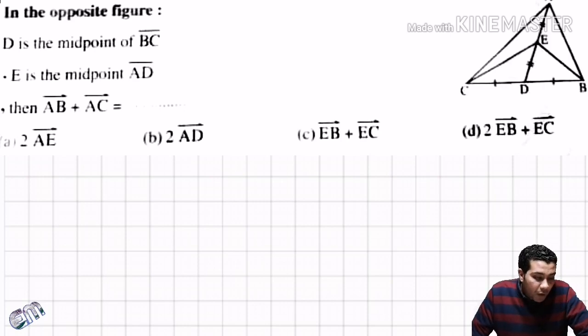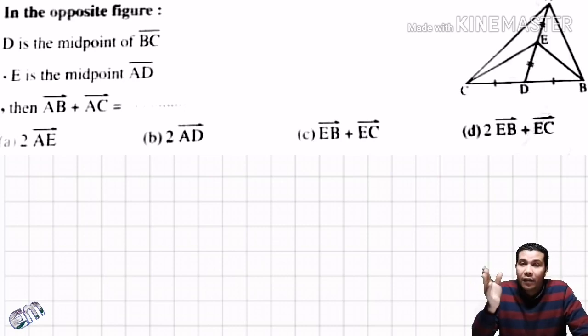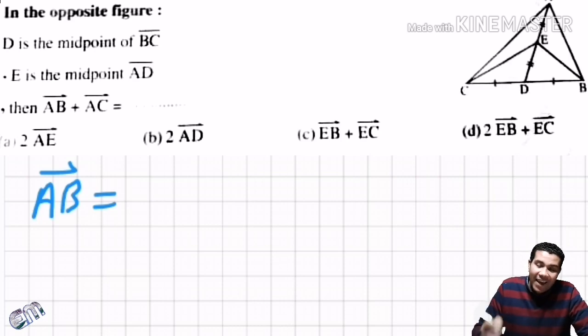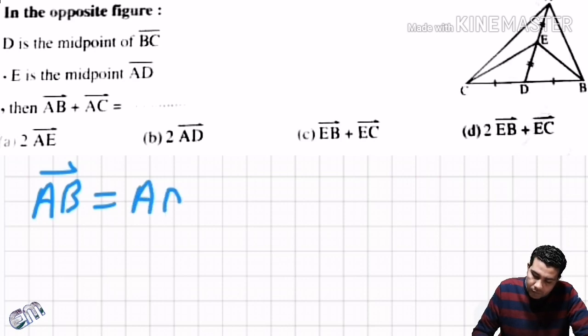Geometry. If D is the midpoint of BC in the triangle and E is the midpoint of AD, then AB plus AC equals what? How to find the value of AB vector and AC vector? First, in the triangle ABD, let's find the value of AB vector. AB vector equals AD vector plus DB vector.